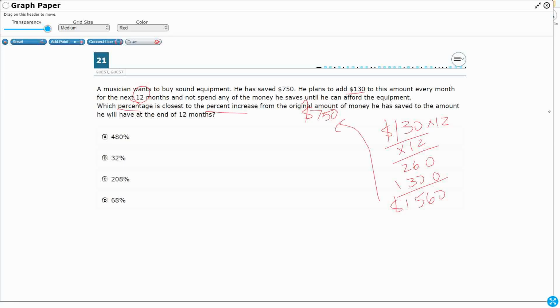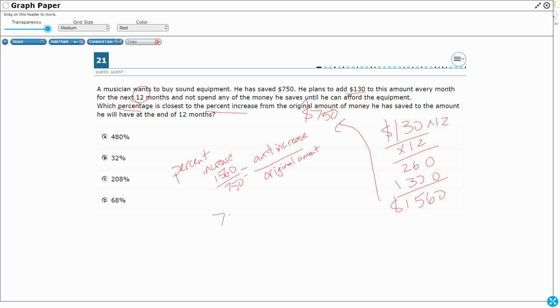So how do we find percentage increase? When we're looking for a percent increase, it is just a basic ratio that we can use division to solve. Our numerator is going to be the amount increased, and then we're going to divide that by the original amount. So what is our amount increased? Well, we've got the 1560. That's how much he saved over the 12 months, and then 750 was the original. So let's just divide that.